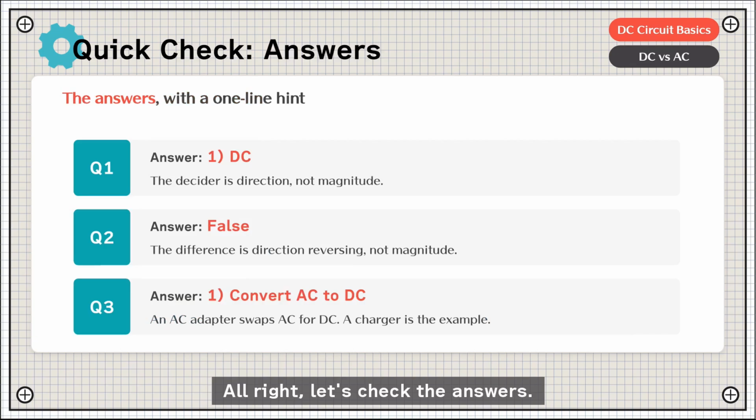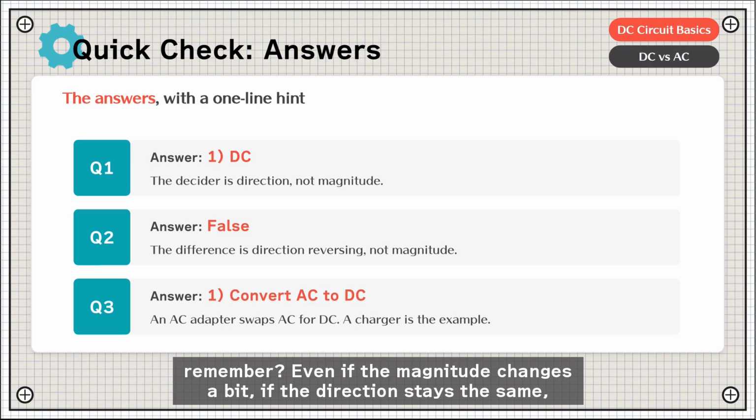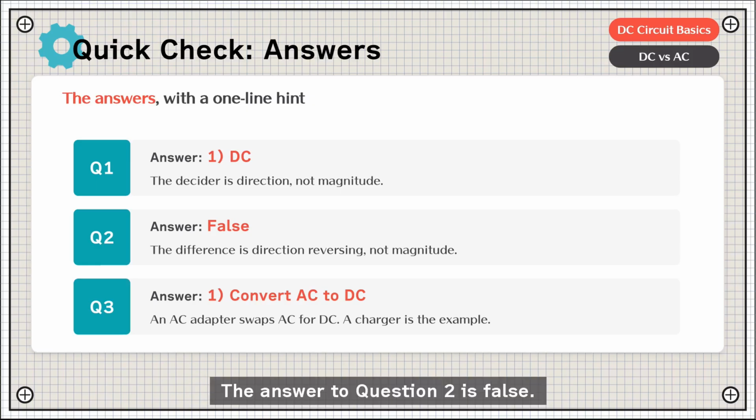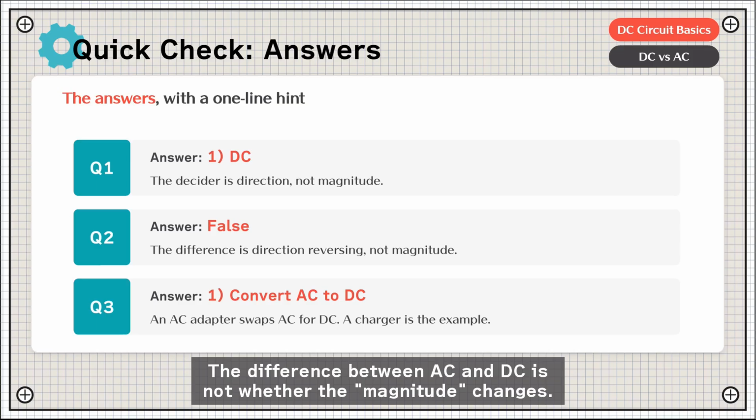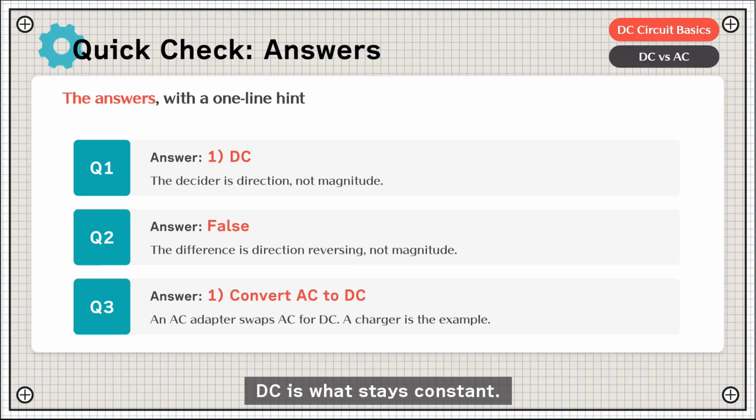Alright, let's check the answers. The answer to question 1 is number 1, DC. What decides whether something is DC is not magnitude but direction, remember? Even if the magnitude changes a bit, if the direction stays the same, it's DC. The answer to question 2 is false. The difference between AC and DC is not whether the magnitude changes, the decider is direction. AC is what reverses direction periodically, DC is what stays constant.